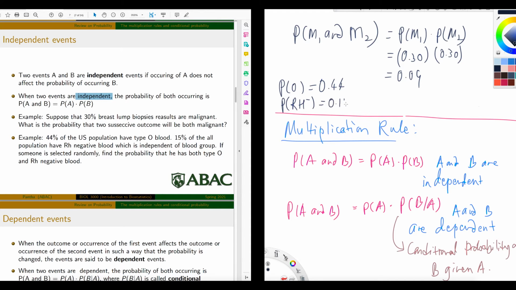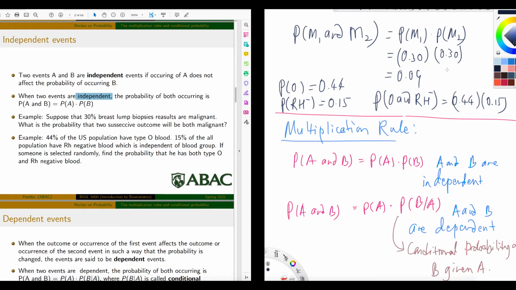Is 0.15, right? What is the probability of having both, that will be O and Rh negative? You multiply those because there is "and". You see that? Both means "and". Both O and Rh negative. That will be 0.44 times 0.15. So whatever you get will be the final answer for this.